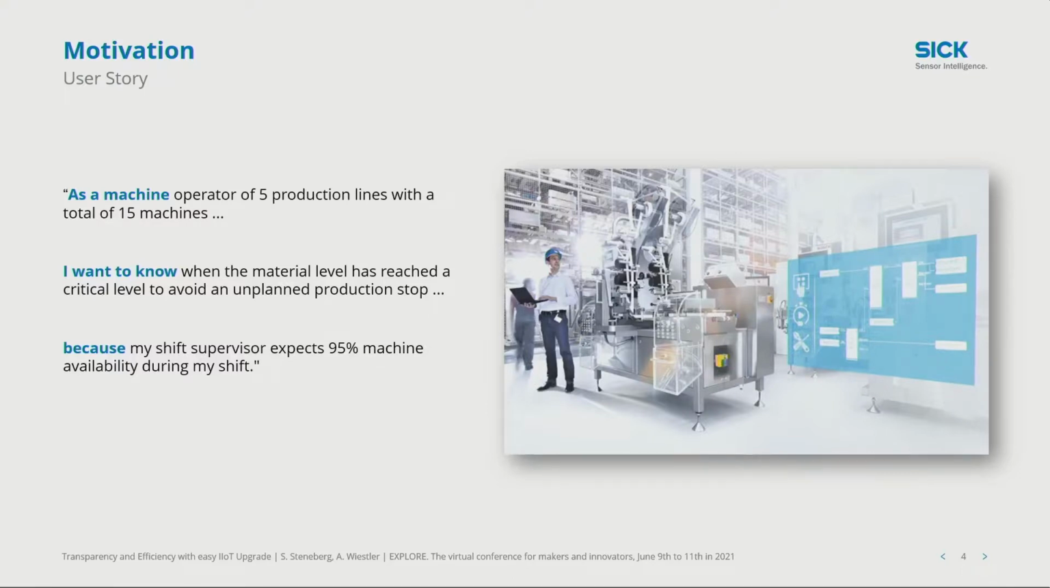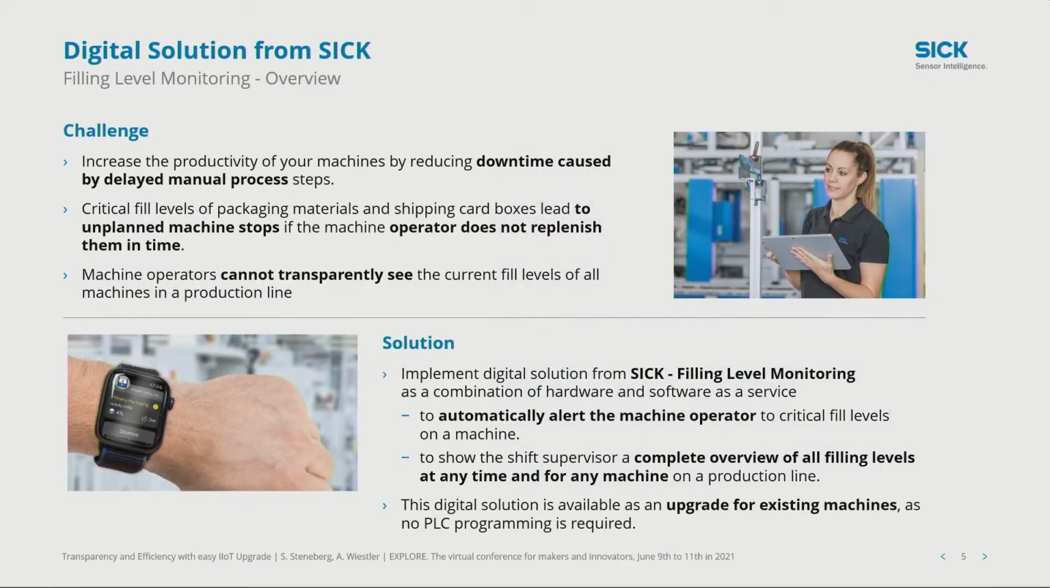As a machine operator of 5 production lines, for example, with a total of 15 machines, so you can see a lot of machines, I want to know when the material level has reached a critical level to avoid any unplanned production stop. Because my shift supervisor is really pushing me and expects 95% machine availability during my shift. So this is finally the challenge of the operator.